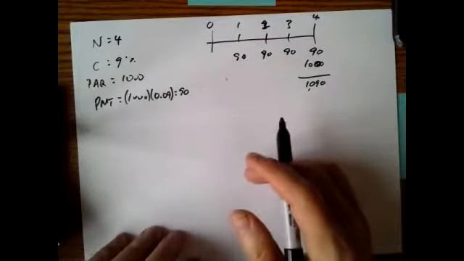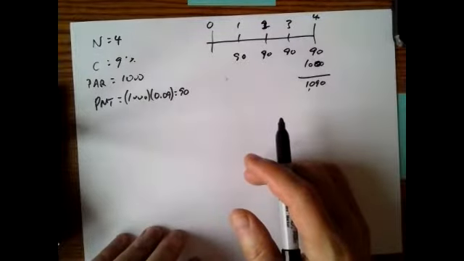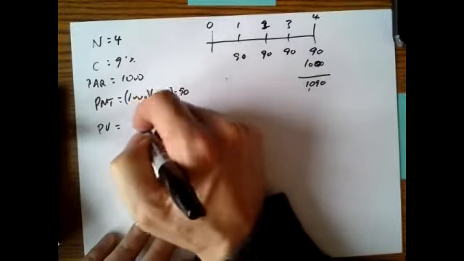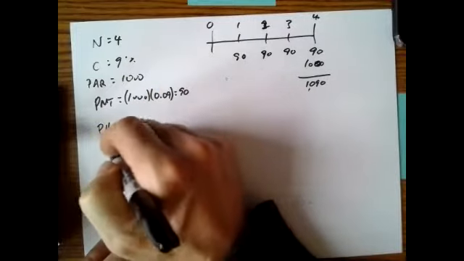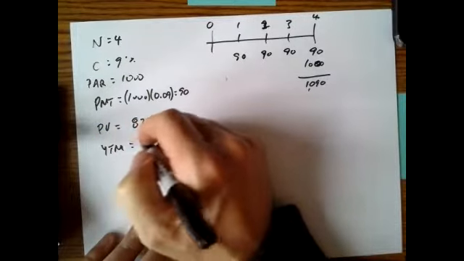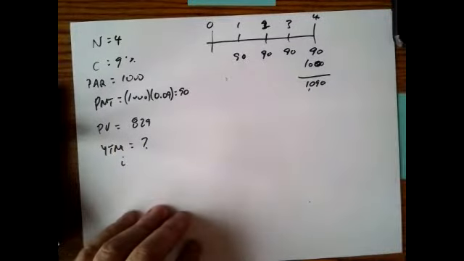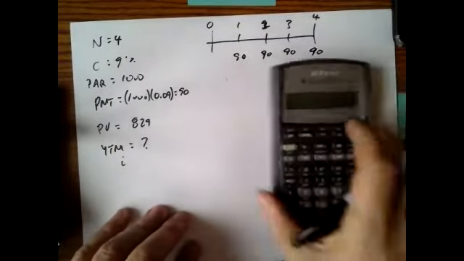Okay, so part A says, what is the yield to maturity on the issue if the current market price is $829? So that's saying the PV is $829. What is the yield to maturity, or implied interest rate?